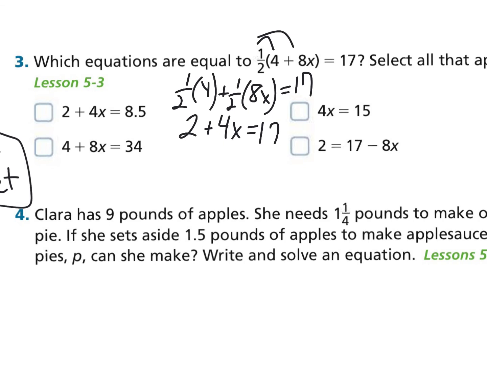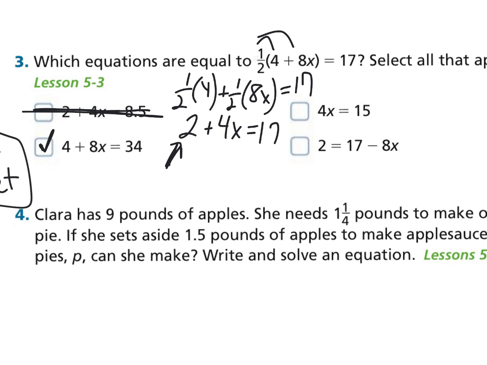So this first one's not going to work because it's exactly the same, except it has an 8.5 instead of 17. The second equation right below it, I probably wouldn't give something to you like this on your test, but technically if you took this equation we've got, if you multiplied by 2 on both sides of the equation, you would get this equation. So technically that is equal to that.